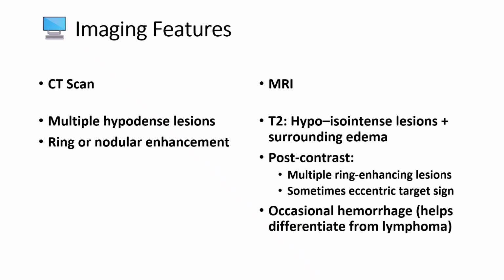CT scan shows multiple hypodense lesions, ring or nodular enhancing. MRI shows T2 hyperintense to isointense lesions with surrounding edema. Post-contrast study may show multiple ring enhancing lesions, sometimes the eccentric target sign. Occasional hemorrhage helps in differentiating it from lymphoma.